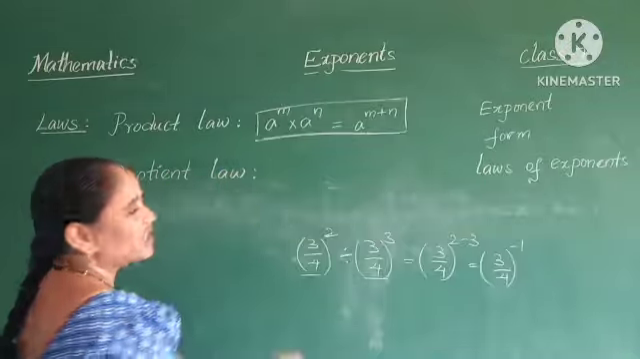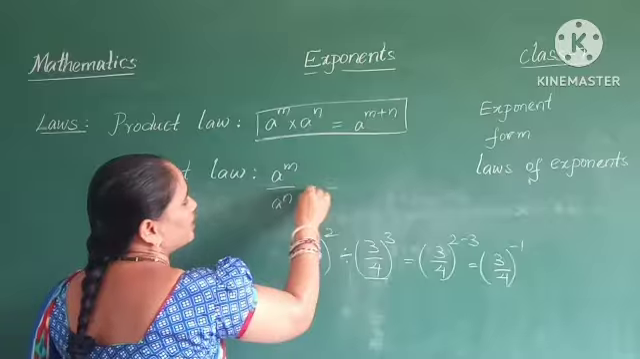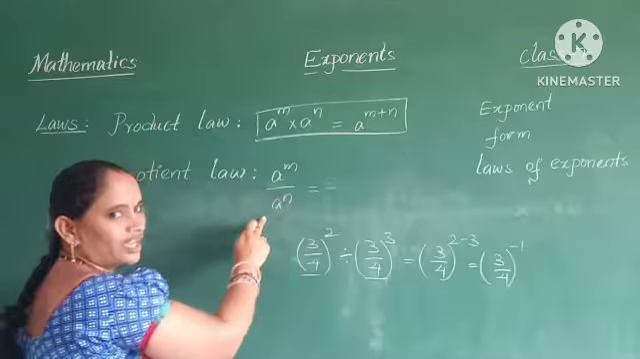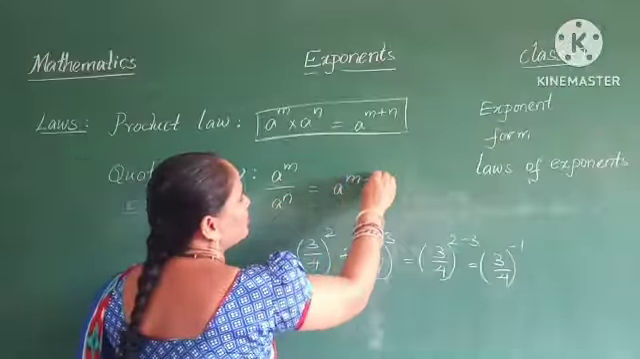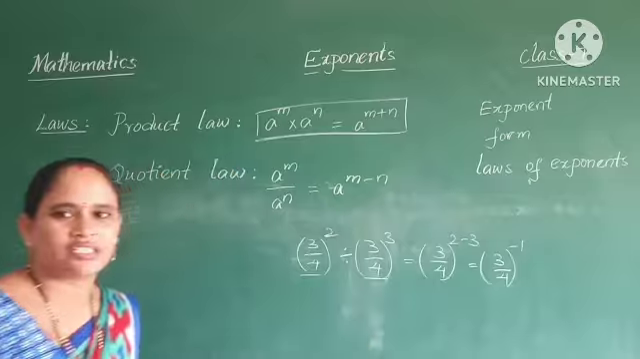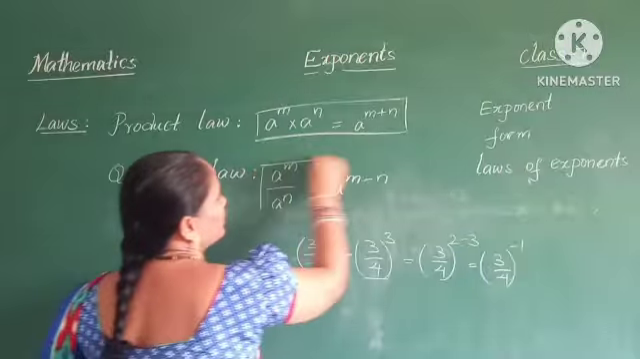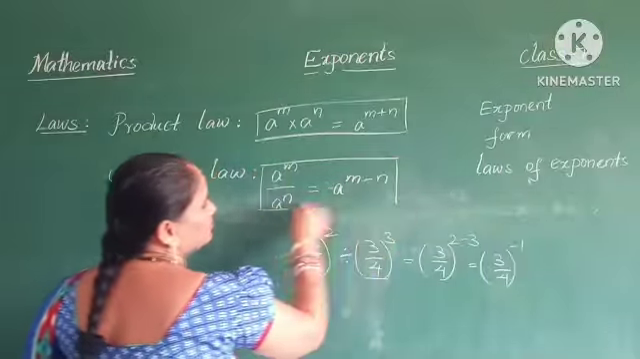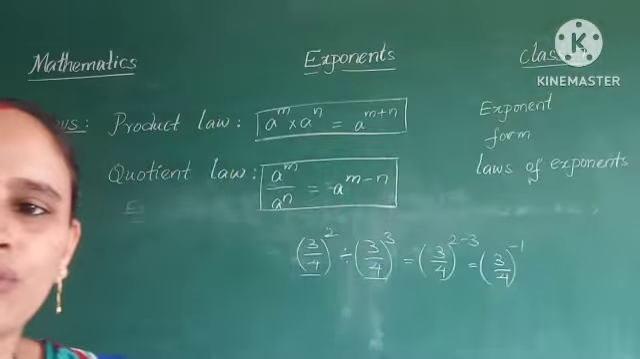What is that quotient law? A power m divided by a power n. When the base is same, subtract the powers. A power m minus n with the same base. This law is called quotient law. Have you understood, children? What is that law? Quotient law.